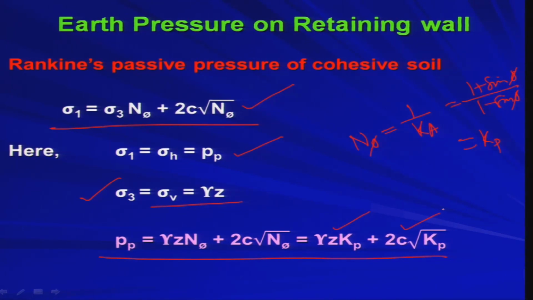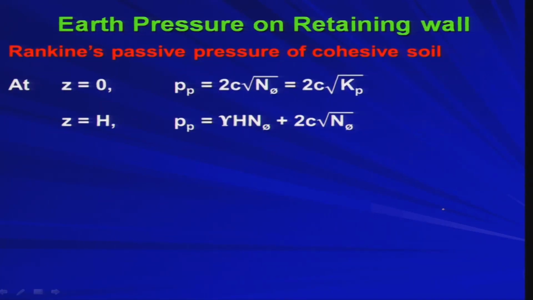Now, what we are going to find out at z equal to 0, that means at top of the wall, what is the passive pressure, is it 0? It was 0 for cohesionless soil, earlier we have seen that if z is 0 then immediately you are getting 0 passive pressure in case of cohesionless soil. Now, whether that will be same for cohesive soil, is it so or not? So, we are going to see that.